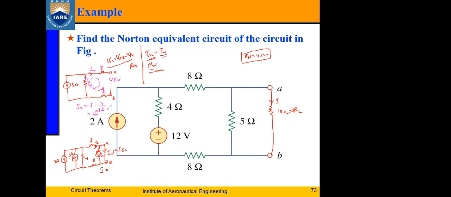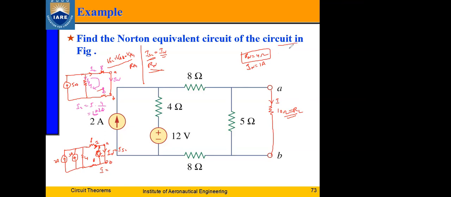Yes. So the equivalent IN can be written here as: the value of IN is equal to 1 amp. Right. So you got the two values, and what's the equivalent circuit that can be drawn now? We removed RL first for finding the value of IN and RN, so we can reconstruct the circuit back by these elements.